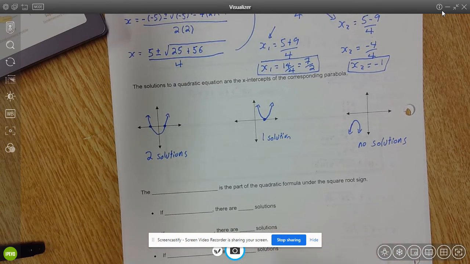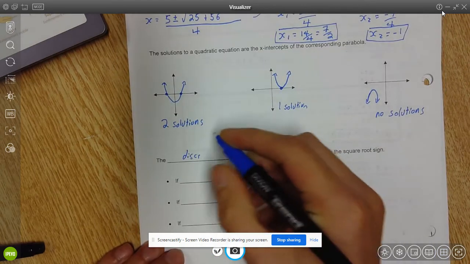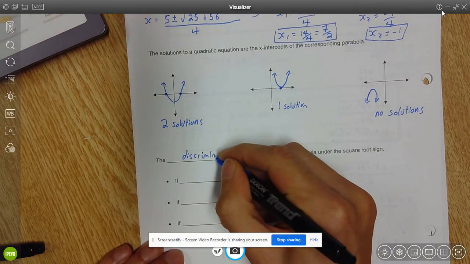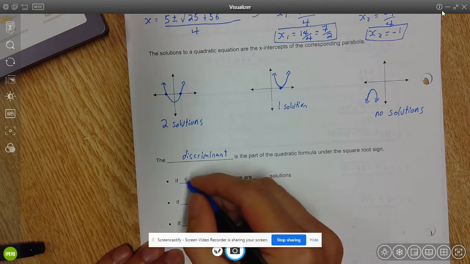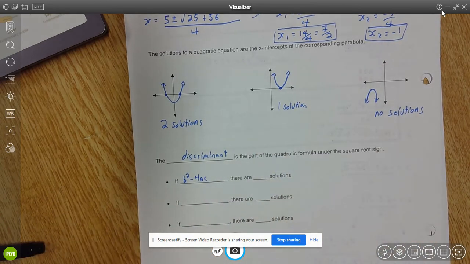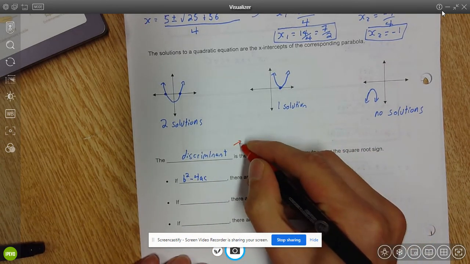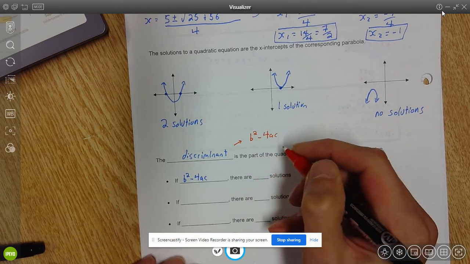We have a special name for the part of the quadratic formula under the square root sign. And we call that the discriminant. So this should be a new word, I think, for all of us. The discriminant is the part of the quadratic formula under the square root sign. So it's that b squared minus 4ac part. So that's called the discriminant. And the discriminant is actually going to tell us how many solutions there are.